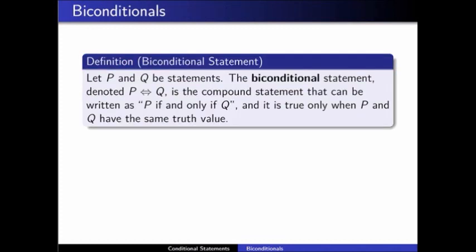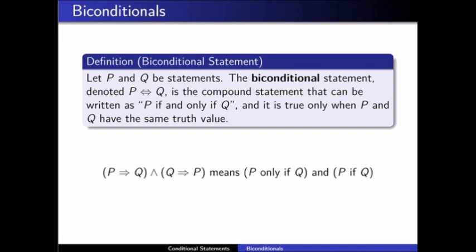Let's look at a formal definition of a biconditional statement. If P and Q are statements, the biconditional statement, denoted with a double-headed arrow between the P and the Q, is the compound statement that can be written as P if and only if Q, and it is true only when P and Q have the same truth value. This is exactly what we were looking at in the previous example, but let's look and see how P if and only if Q relates to that example.